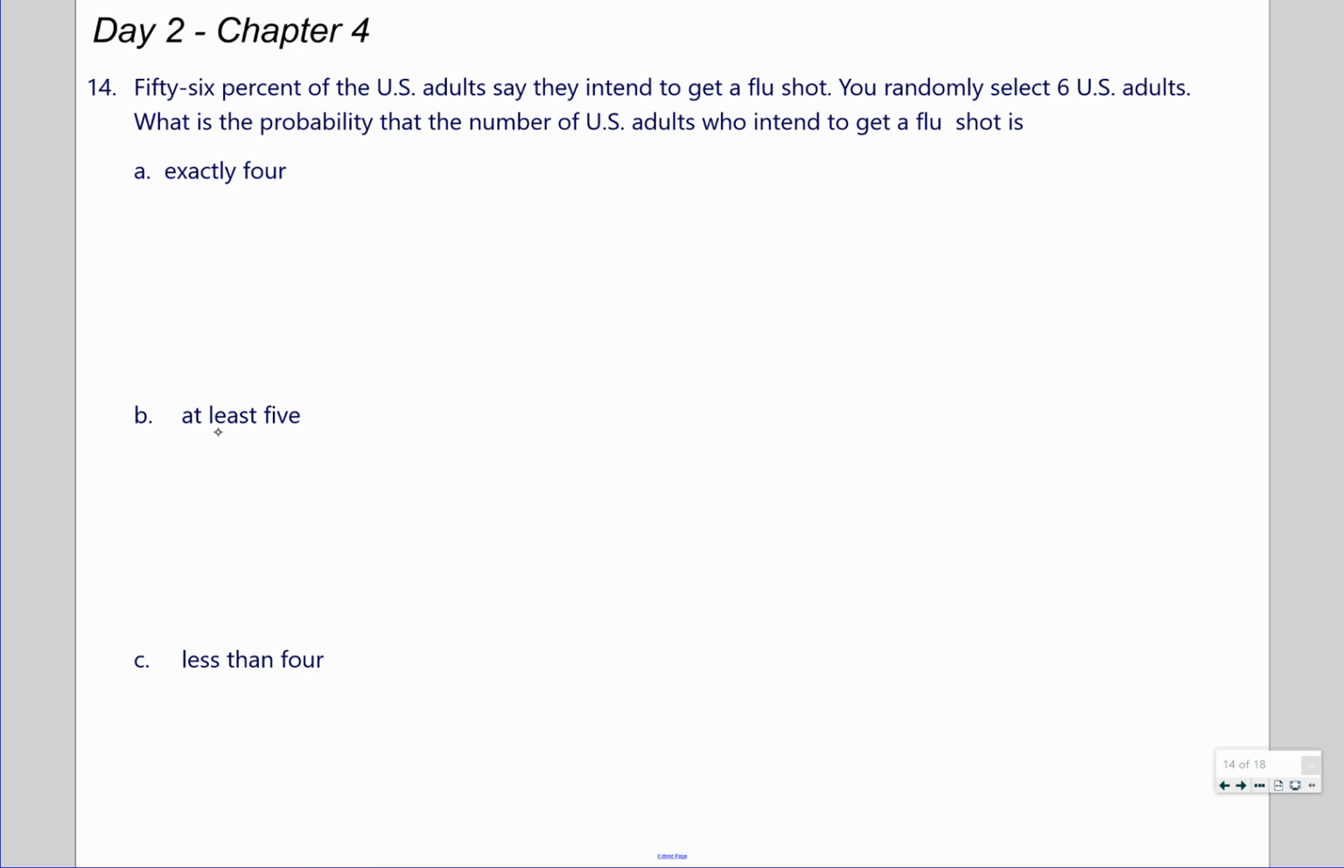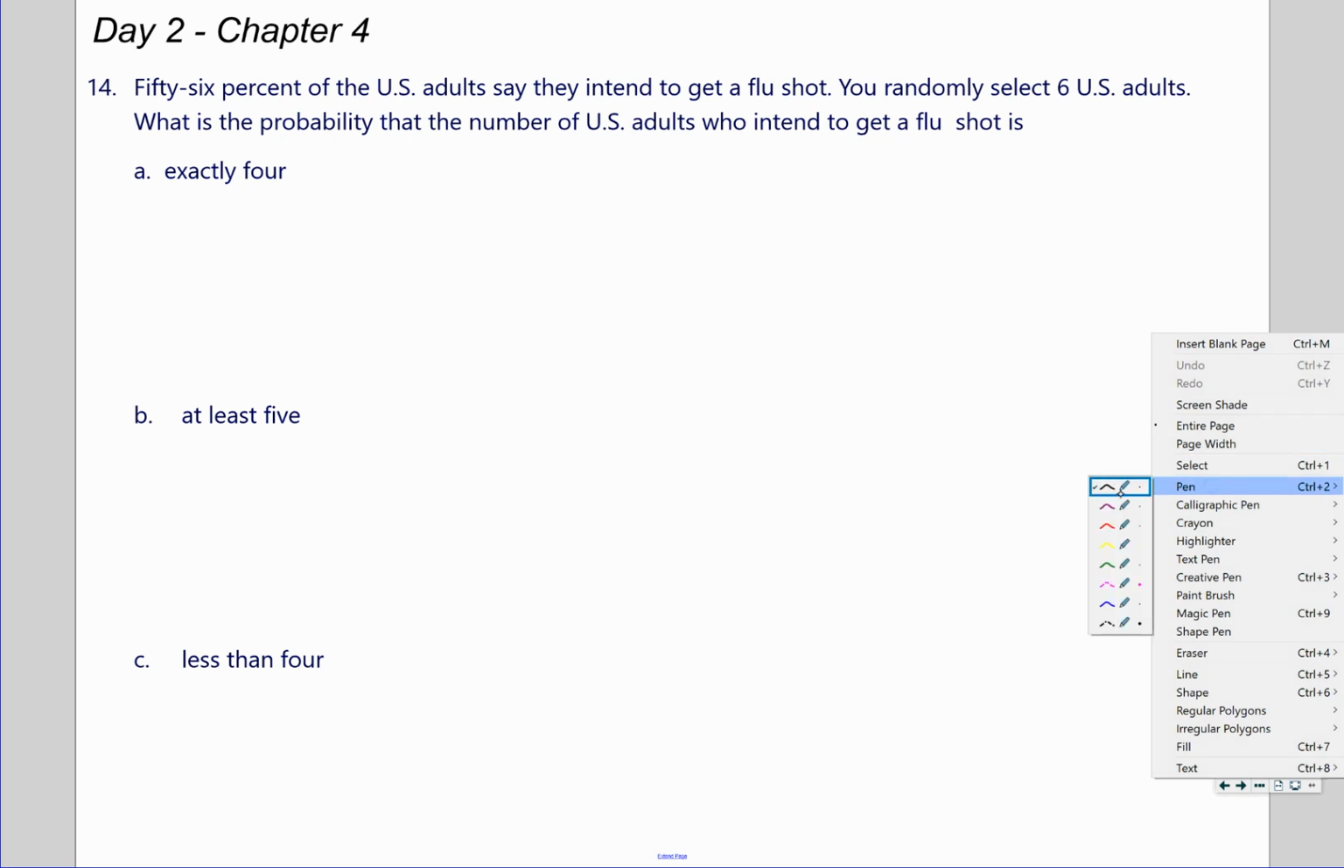We're going to start with the binomial formula that we were doing. So it says 56% of the U.S. adults say they intend to get a flu shot. You randomly select 6 U.S. adults. What is the probability that the number of U.S. adults who intend to get a flu shot is exactly 4? Okay, so formula, let me write it down. You guys, again, are going to have all your formulas.